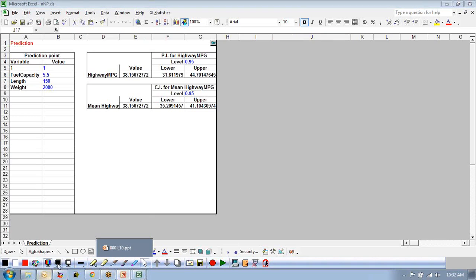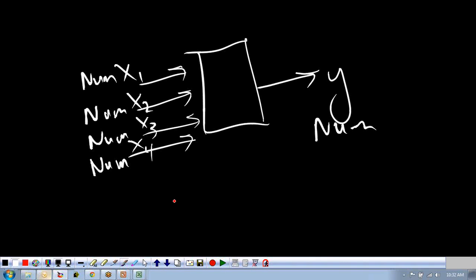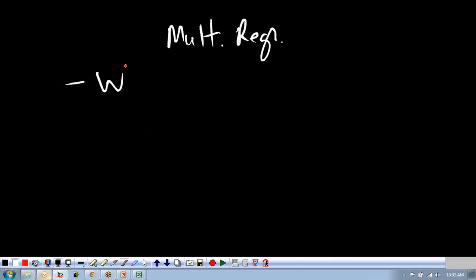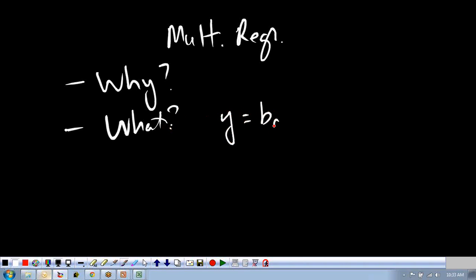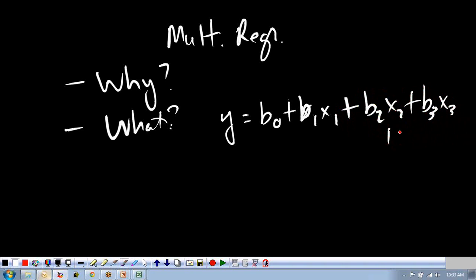All right, so that's it on multiple regression. What we talked about in multiple regression was, first of all, why? Why do we need it? Well, sometimes just one predictor is not enough. We also talked about what it is. And remember, all it really is, instead of predicting y equals b0 plus b1 x1, we're adding other stuff into there, plus b2 x2 plus b3 x3, etc. We're adding more terms into the model.